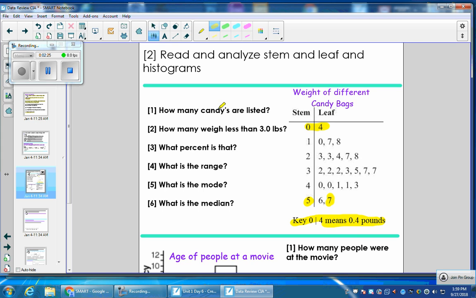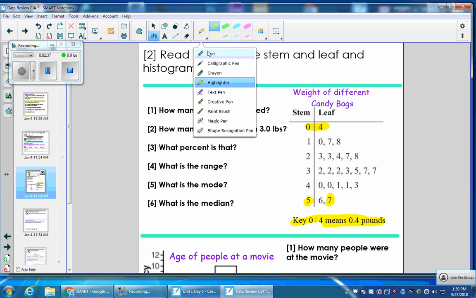So how many candies are listed? We just count the leaf side. So it's 1, 2, 3, 4, 5, 6, 7, 8, 9, 11, 12, 13, 14, 15, 16, 17, 18, 19, 20, 21, 22, 23. So there are 23 candies listed.